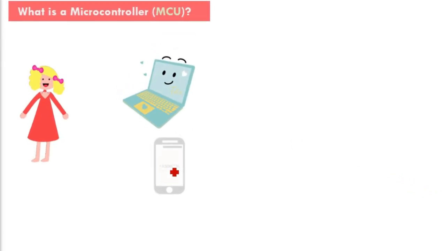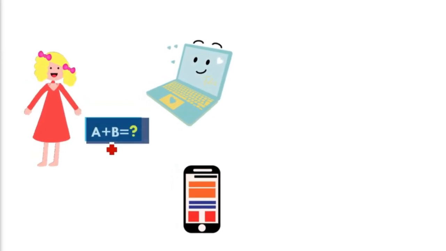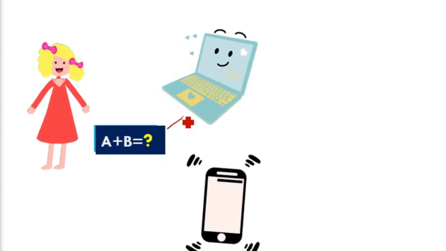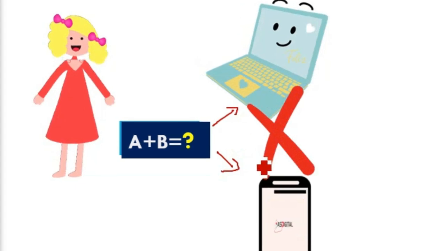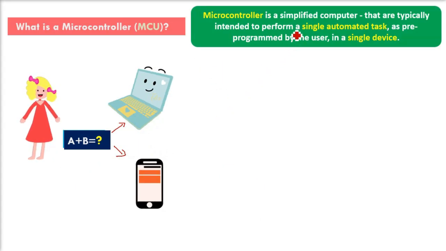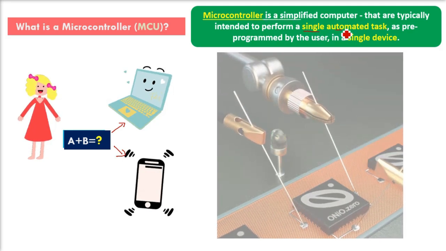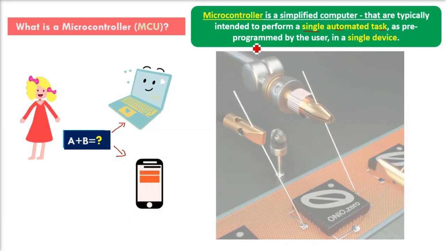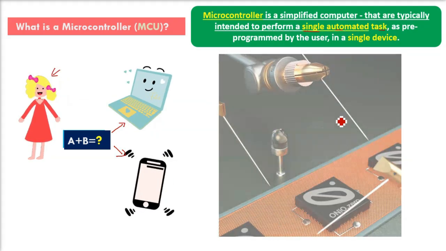We all have laptops or a cell phone. What if we just want one or a few jobs to be done repeatedly? Do we need a full computer? Maybe not. We can define a microcontroller as a simplified computer that is typically intended to perform a single automated task as pre-programmed by the user in a single device.